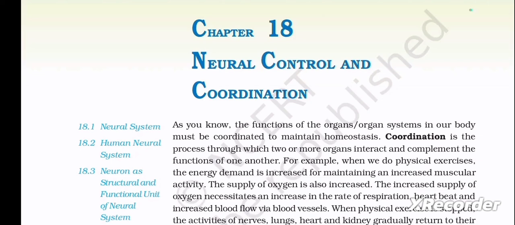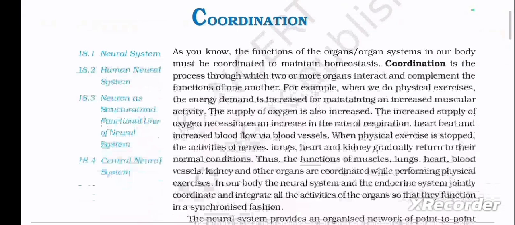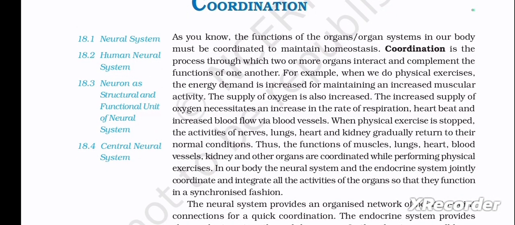another. For example, when we do physical exercises, the energy demand is increased for maintaining an increased muscular activity. The supply of oxygen is also increased. The increased supply of oxygen necessitates an increase in the rate of respiration, heartbeat, and increased blood flow via blood vessels. When physical exercise is stopped, the activities of nerves, lungs, heart, and kidney gradually return to their normal conditions. Thus, the functions of muscles, lungs, heart, blood vessels, kidney, and other organs are coordinated while performing physical exercises.